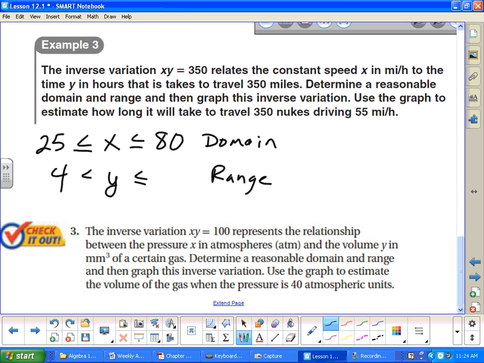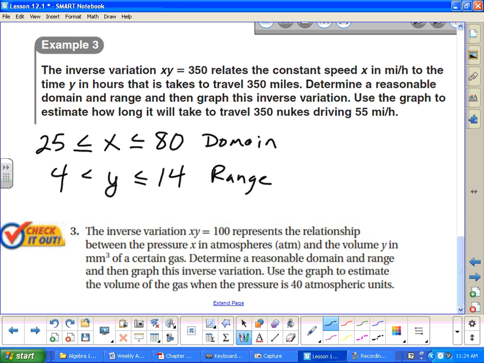Okay, and what's 350 divided by 25? No, it doesn't go into the 80, and I'll show you why. 14. The 4 doesn't go under the 80 because we always have the smallest number on the left and the largest number on the right. Okay, so this would be our domain and range. Now everybody's going to be a little bit different, but you have to think through it a little. Okay, domain and range.